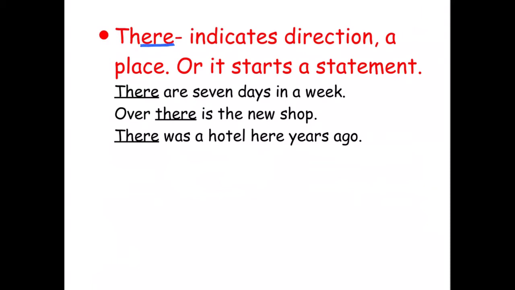The second of our there options is spelled T-H-E-R-E. This is the there we use when we're indicating a direction or a place, or it starts a statement. So if we look at our examples, there are 7 days in a week. Over there is the new shop. There was a hotel here years ago.